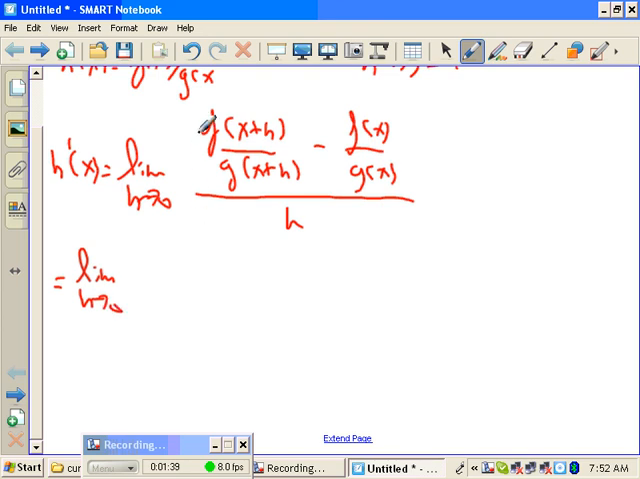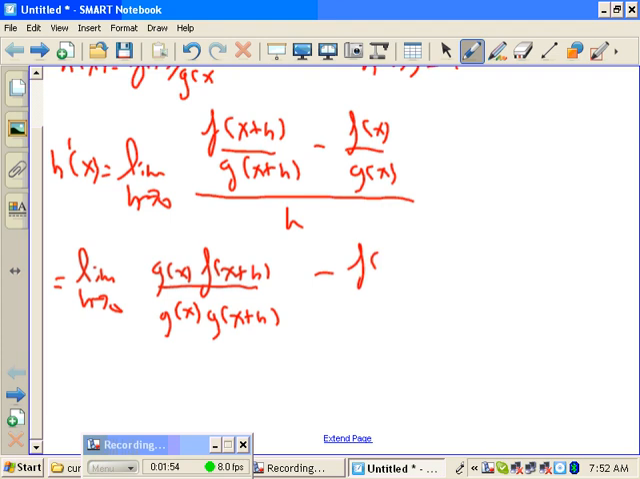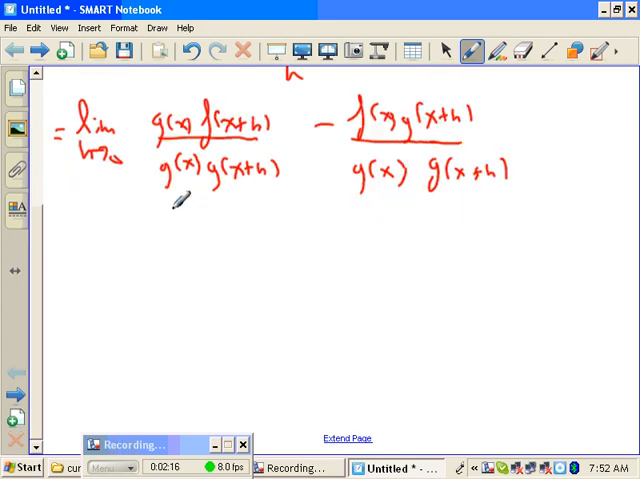Let's see, we multiply top and bottom by g of x, f of x plus h over g of x plus h, minus, and we multiply top and bottom by g of x plus h, get that common denominator, right? So f of x times g of x plus h over g of x times g of x plus h. Fabulous. And don't forget it's over h.